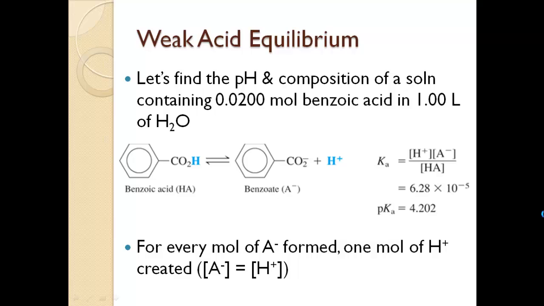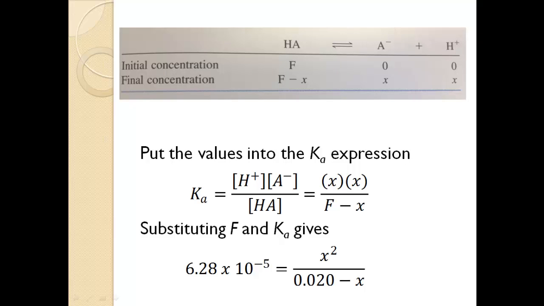It's a 1-to-1 ratio. So in all of these weak acid type problems, you're going to be able to do the same thing. You can make up this little table which shows what the initial concentration is of all of the species and the final concentration of all of the species. So HA is in equilibrium with A- and H+. F stands for formal concentration. They actually gave you the formal concentration of this reaction.